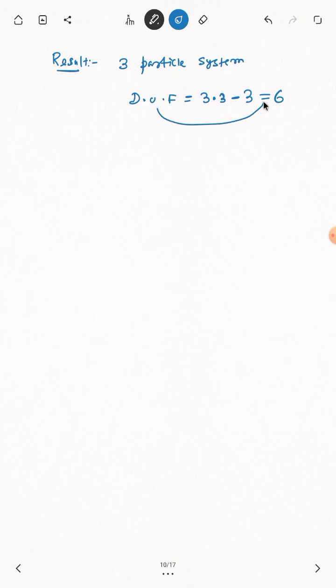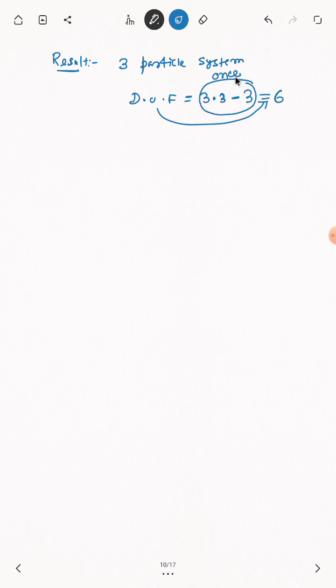What is the result? That result is for a three particle system. That means that simple foundation I was talking about, for a three particle system, DOF should always be 3 into 3 minus 3, that is 6. Here we should request all the students not to follow this direct result 6. You should just see this breakup once.